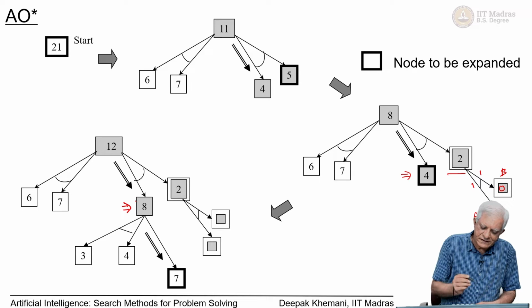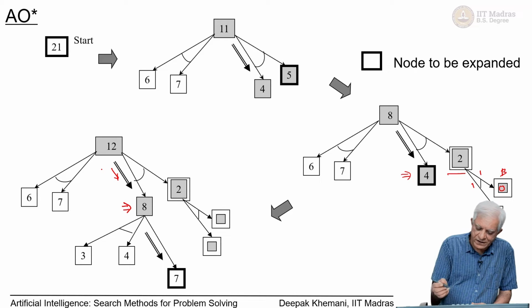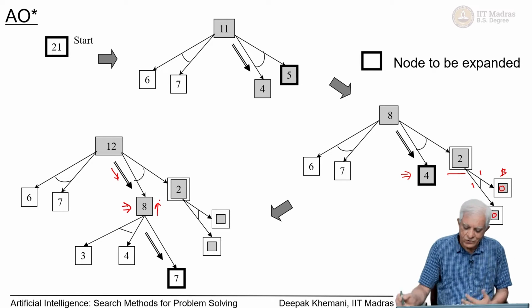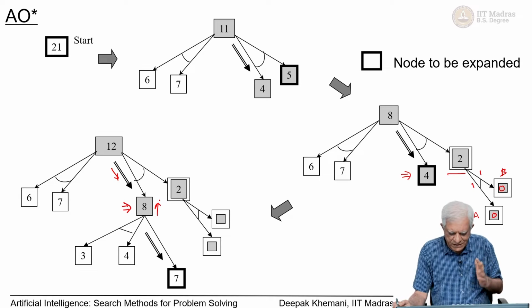But overall the right side of the AND OR tree still appears to be the better. So, it still remains here even though the cost has gone up from 8 to 12. So, it started with 21, went down to 11, went down to 8, and now suddenly it has gone up to 12. And why is that? Because this node which had a cost of 4 has gone up to 8 essentially. So, the overall cost of that solution has gone up, but it is still the better option.